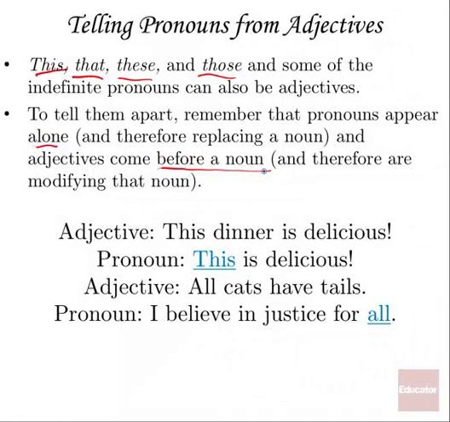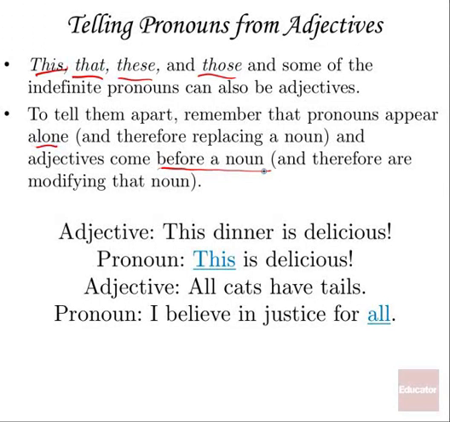So if you're trying to figure out whether one of these words is acting as a pronoun or an adjective, look to see whether there is a noun or pronoun right after it. If there is, it's acting like an adjective. If it's sitting there by itself, it must be a pronoun because it's doing the job of a noun. So let's look at some examples.